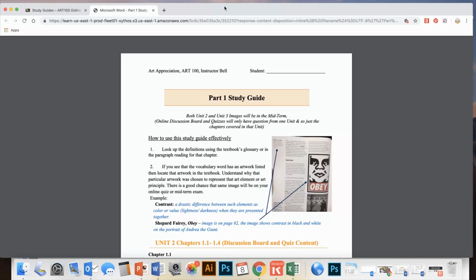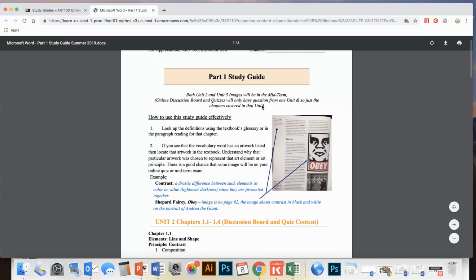Hey, so I wanted to go over the study guides with you. For your part one, we're learning about the elements and the principles of art. So you will have two things you'll need to know.